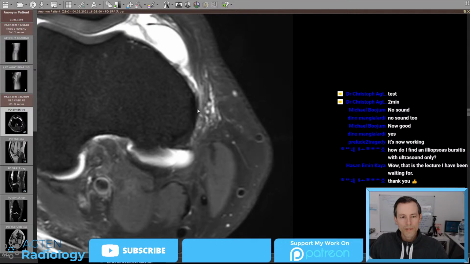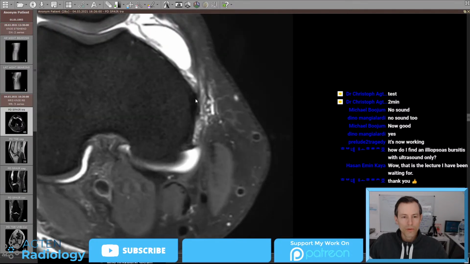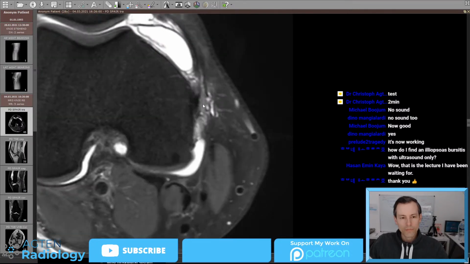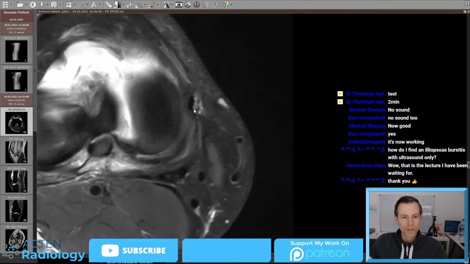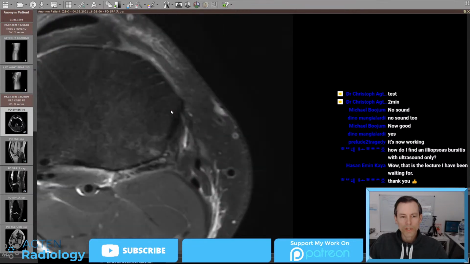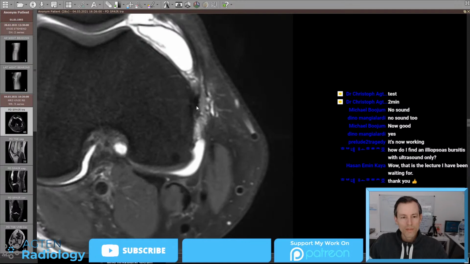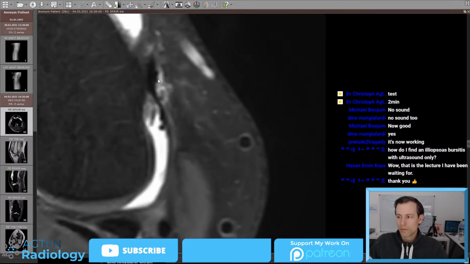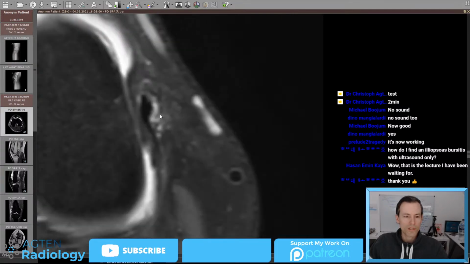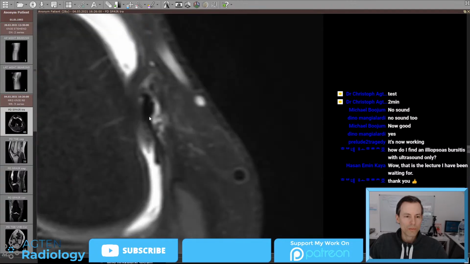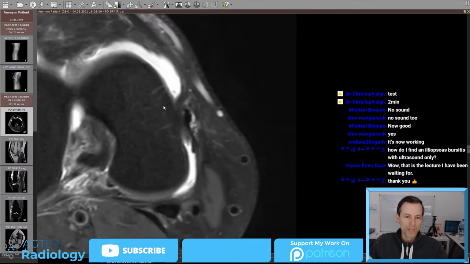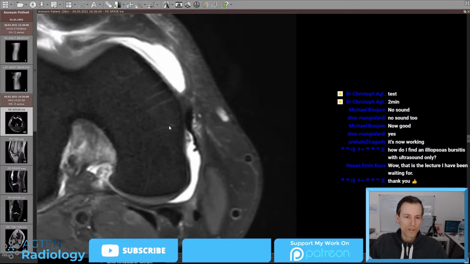So you can see here, this is now the origin of the MCL, right? We follow it all the way down. So it's certainly not torn. However, there is mild edema around it. So very subtle edema all along here. So this is probably a very mild strain of the MCL, a very subtle injury here.